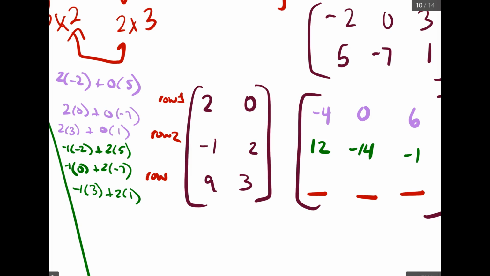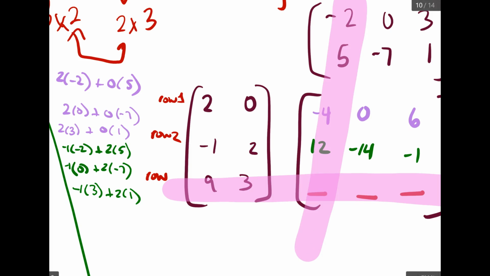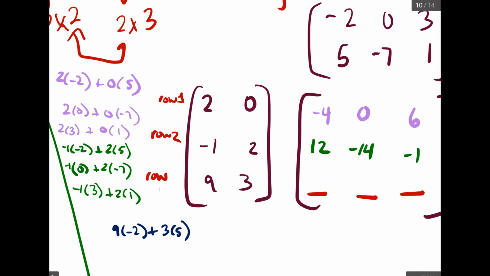All right, now guess what? I moved on to the third row. I'm going to be using this every time. Let's go, guys. So, this time, I like that setup. I think it's helpful. All right, 9 times -2 plus 3 times 5. -18 plus 15, so it's -3.